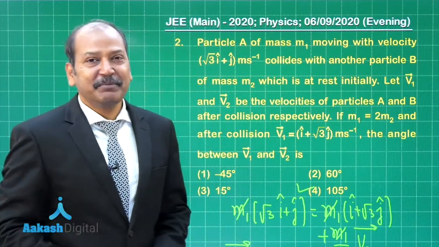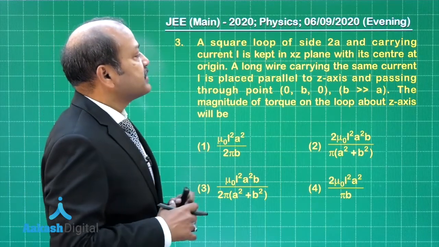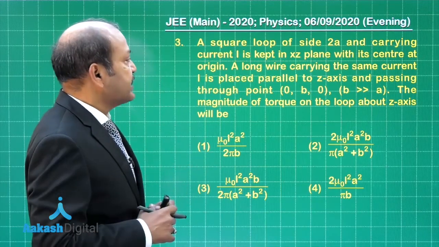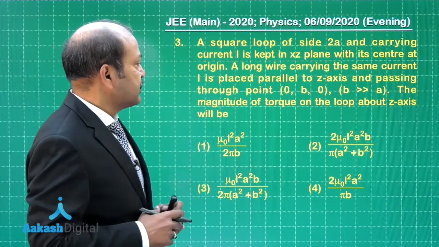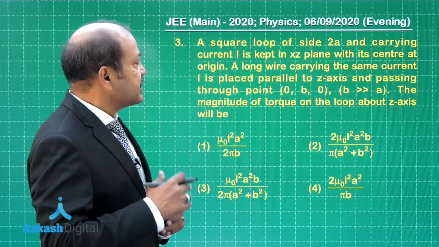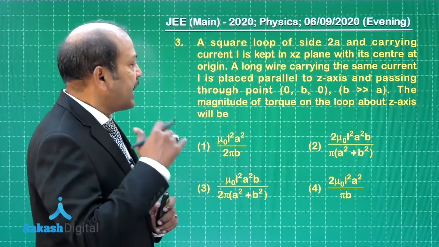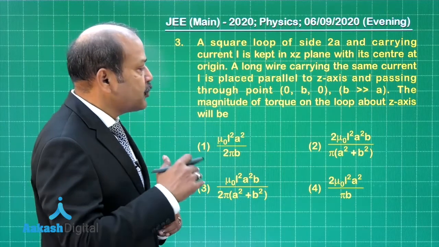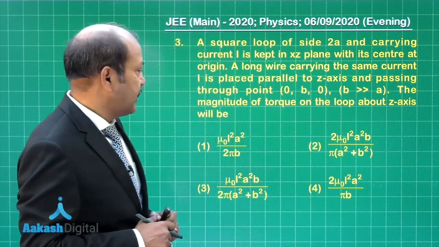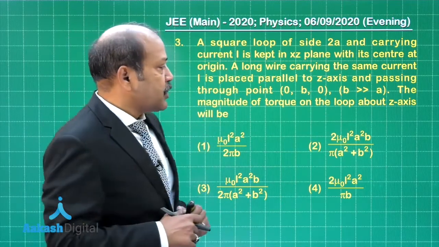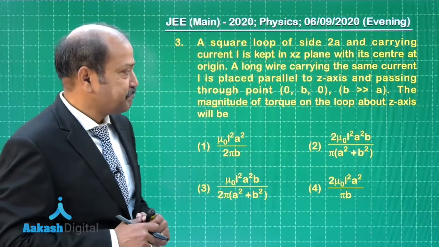Let us go to question number 3 now. Question 3 says: a square loop of side 2A and carrying current I is kept in the xz plane with its center at the origin. A long wire carrying the same current I is placed parallel to the z axis and is passing through the point (0, B, 0), where B is very large compared to A. What is the magnitude of torque on the loop about the z axis? The four options are given.